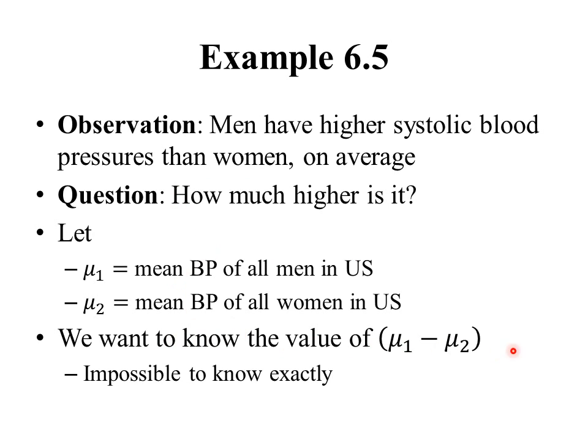So in order to know the value of this number exactly, we'd have to go out and test the blood pressure of all men and all women, calculate the mean of the men, the mean of the women, and then subtract the two, and we'd have the exact value. Well, that's impossible to do. We can't go out and measure the blood pressure of all men and all women. So we're not going to know the exact value of this difference.